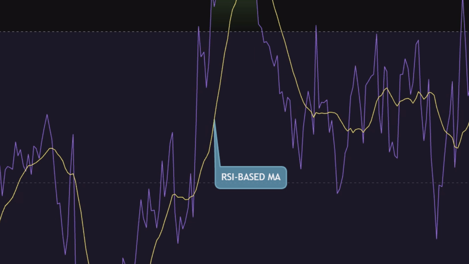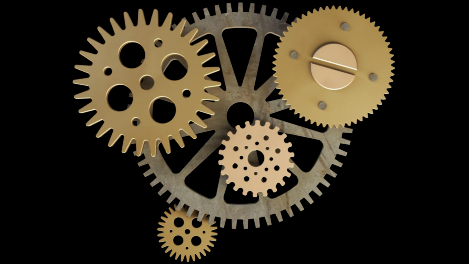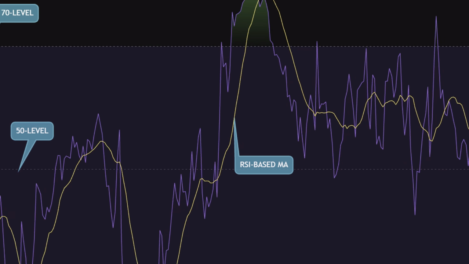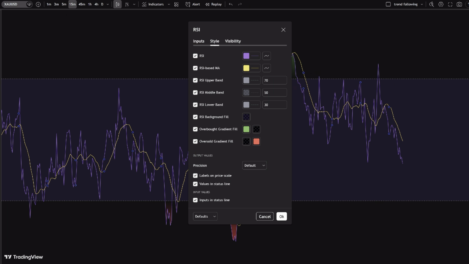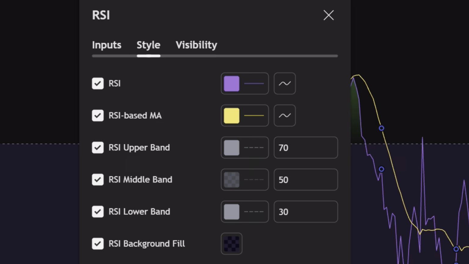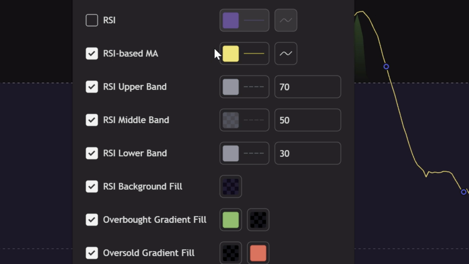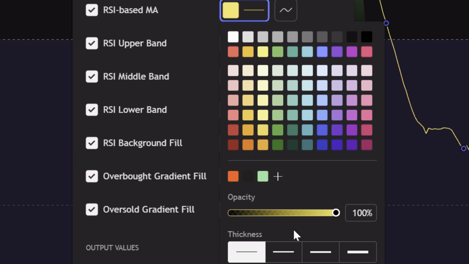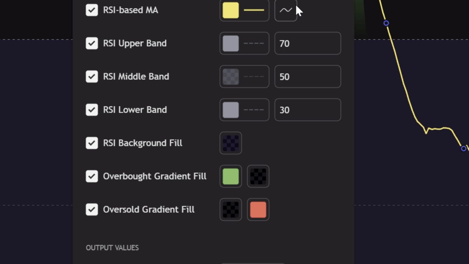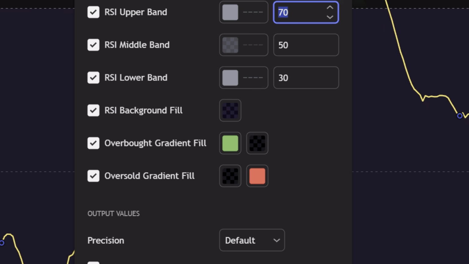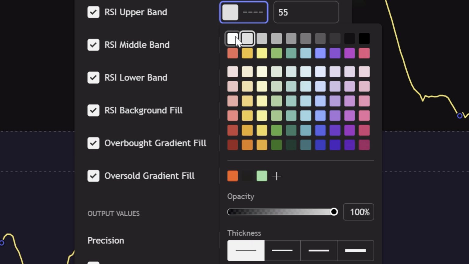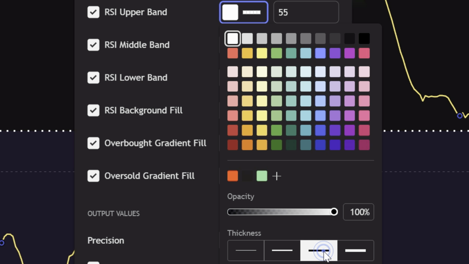So here's how we set it up. Remove the standard RSI line. The only line we want is the RSI-based moving average line, the yellow line. Then change the horizontal levels to 55, 50, and 45. Make them easy to see.